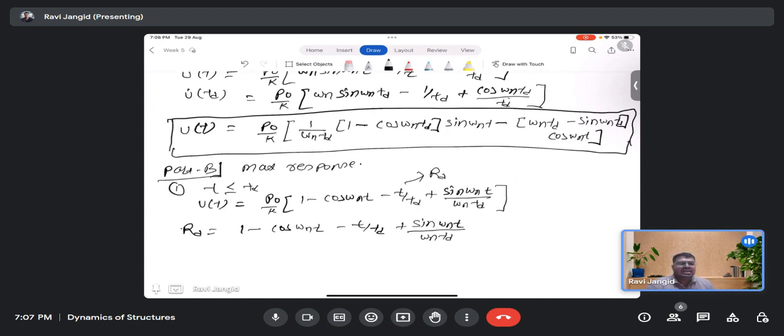For finding the maximum response, I need to find the derivative of this with respect to t. So can you do that? This is a very simple case. Do the derivative of this.